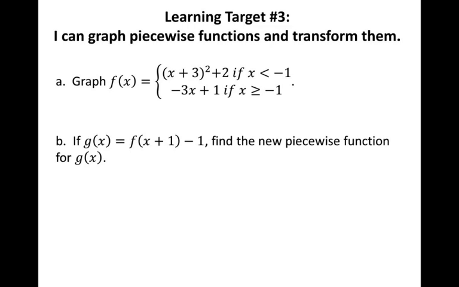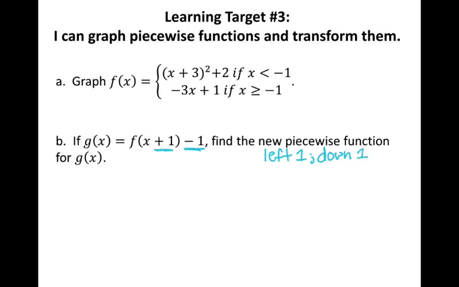Okay, letter B is a continuation of letter A. It is using the same function of f of x, except it has a transformation. So right here, this +1 in the parentheses is telling me that the function is going to move to the left 1. And this -1 on the outside is telling me that we are moving down 1 as well.